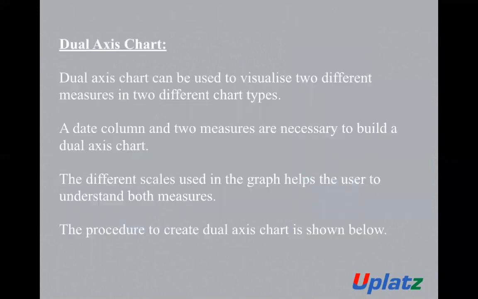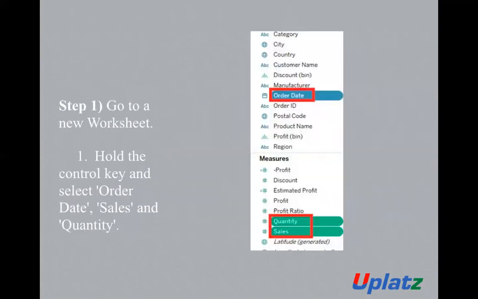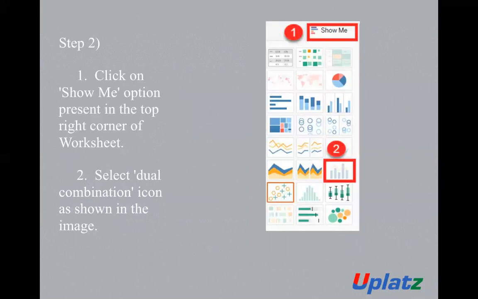Area chart. Then an addition to your line chart is the dual axis chart. A dual axis chart can be used to visualize two different measures in two different chart types. A date column and two measures are necessary to build a dual axis chart. The different scales used in the graph help the user to understand both the measures. So you select sales and quantity, or any measures you want to look at, against an order date. You select your show me option, and then you get your line chart with dual axis. That is the second option that has been shown here.